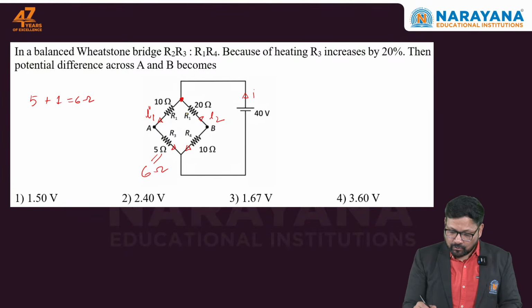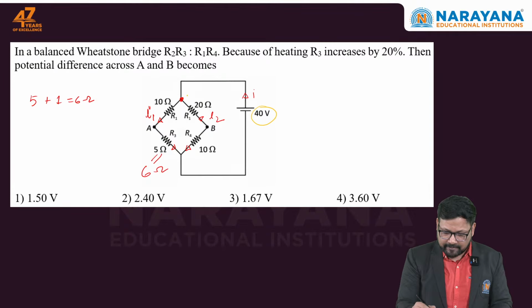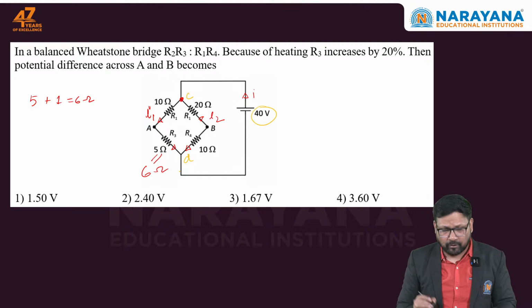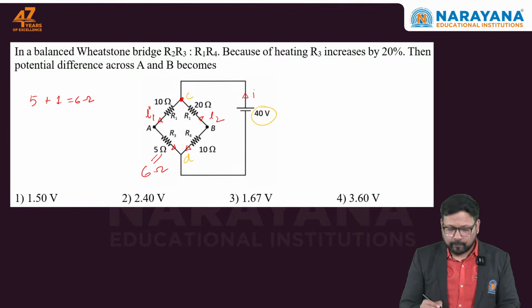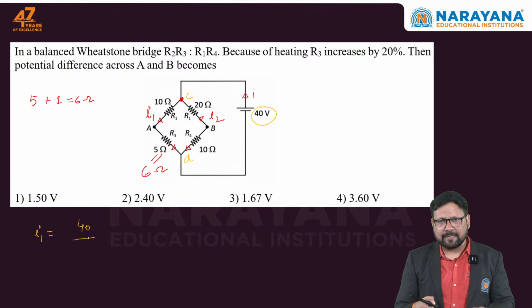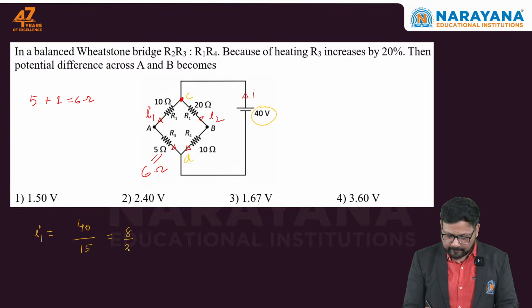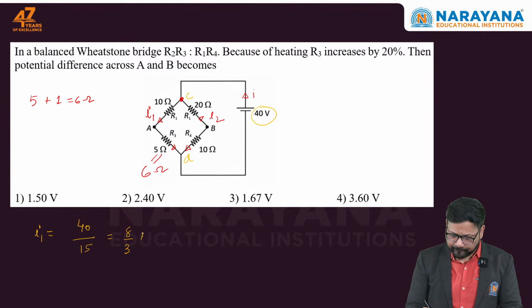Okay. So 40 is the potential between these 2 points here, C and D point. 40 is the potential difference between C and D, 40 volt. Left side loop you take. So I1 value will be 40 upon 10 and 5, in series, same current is passing through them. So that will be 10 plus 5, 15. This is the value of I1, and that is obviously 8 by 3 ampere.